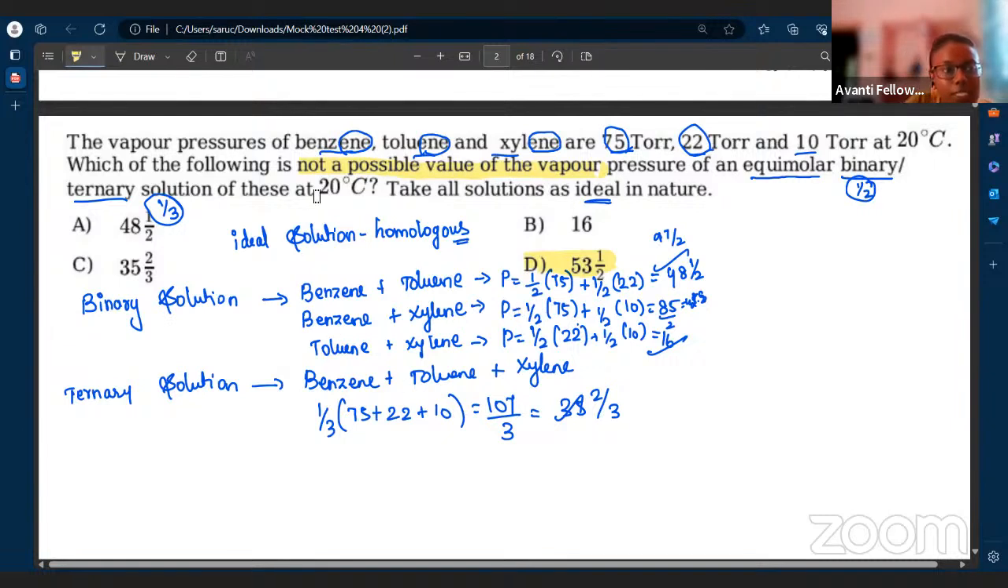Okay, got this question, everyone? Are you clear with this question? Yes. Shall I move to the next question? Are you all clear?